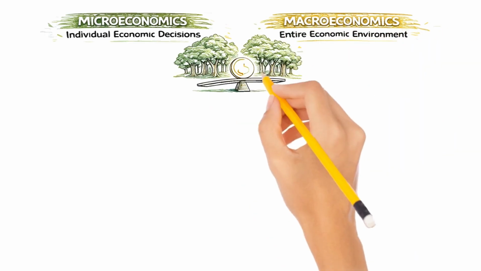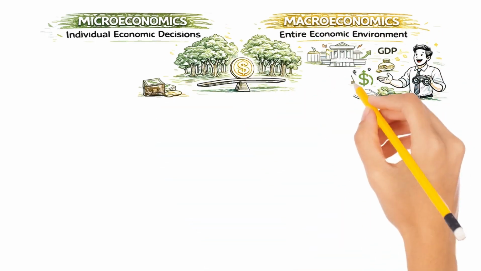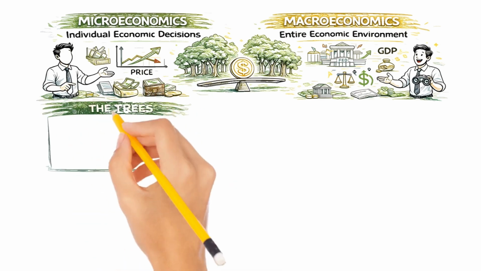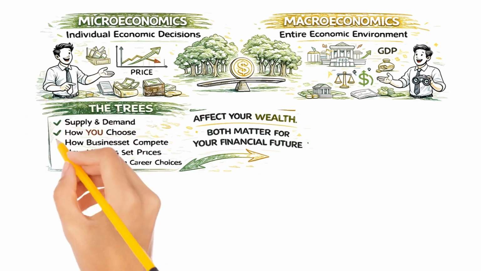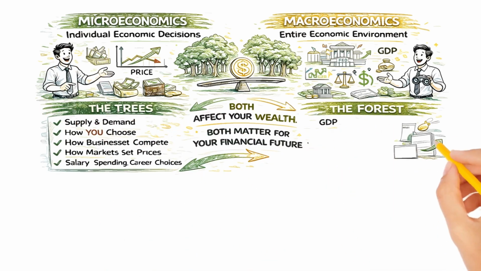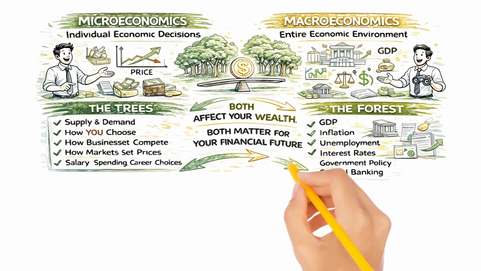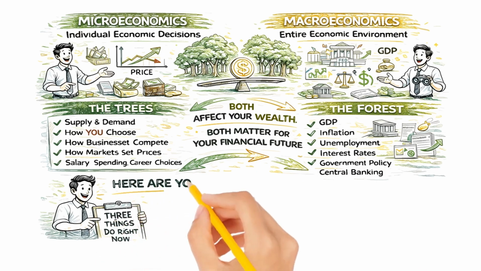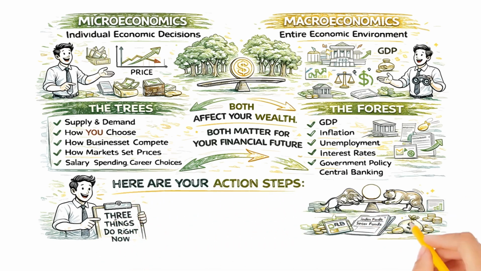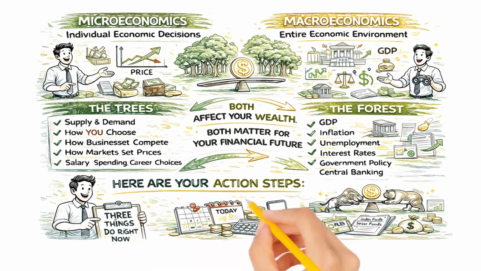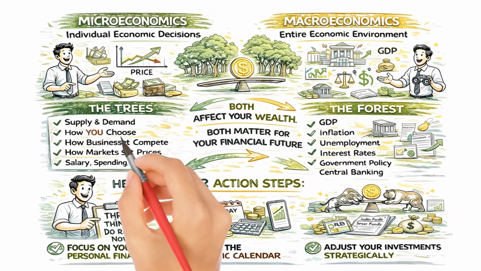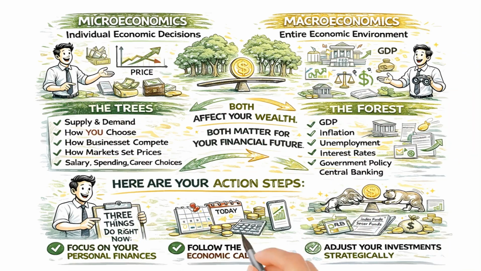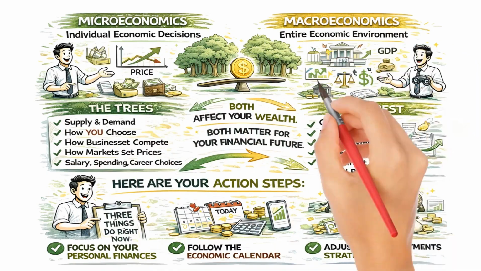Microeconomics, the study of individual economic decisions, supply and demand, how you choose, how businesses compete, how markets set prices, your salary, your spending, your career choices, the trees. Macroeconomics, the study of the economy as a whole, GDP, inflation, unemployment, interest rates, government policy, central banking, forces that shape the entire economic environment. The forest. Both affect your wealth. Both matter for your financial future.